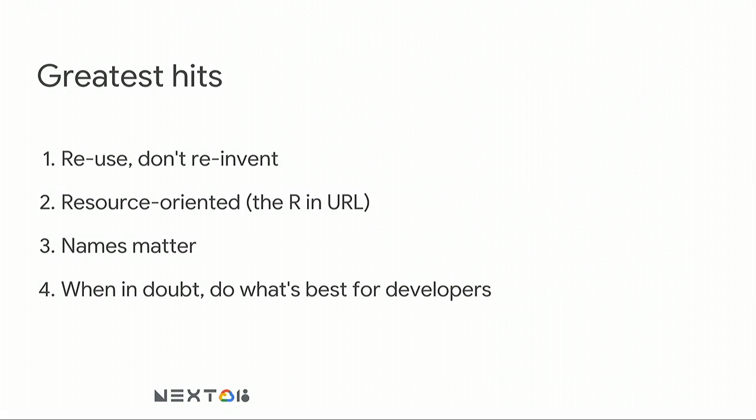So there are 4 patterns from this that I want to call out today. If you want more, please read the book. But 1, reuse, don't reinvent. Obvious. Again, these are all basically common sense applied to, I mean, that's all design is, really, common sense and creativity. 2, resource-oriented. And when I say that, I mean the R in URL. 3, I'm going to talk about names and why they are so critically important in this area. And then 4, just a general principle, when in doubt, do what's best for developers. And by that, I mean your consumers.